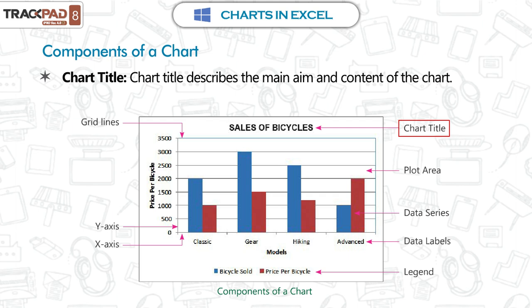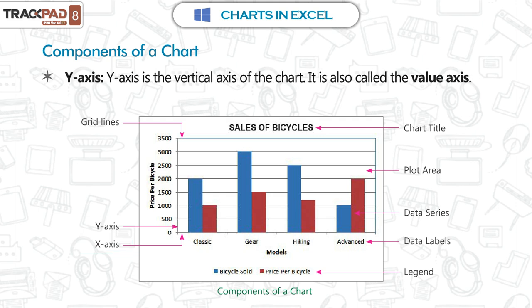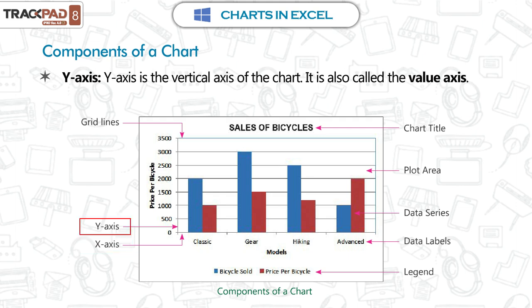Chart title describes the main aim and content of the chart. X-axis. X-axis is the horizontal axis of the chart. It is also called the category axis. Y-axis. Y-axis is the vertical axis of the chart. It is also called the value axis.